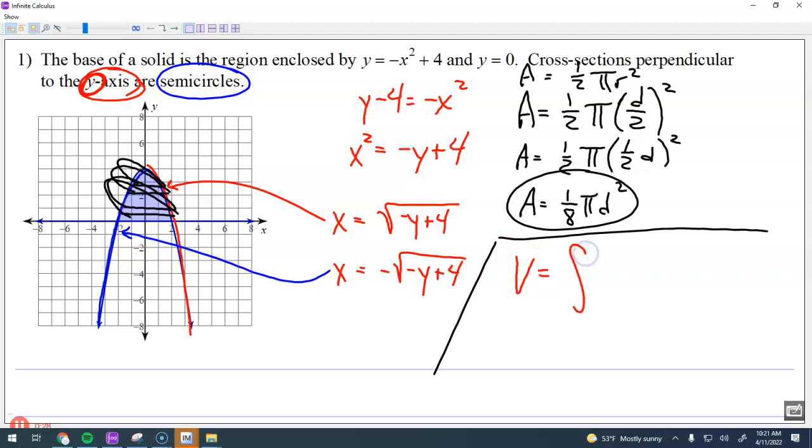So the volume equals the integral of the area, which is 1/8 pi times the diameter squared times dy. And keep in mind, every single thing you put in here has to be a y value. So when I go to do my limits, am I doing -2 to 2 or am I doing 0 to 4? I'm doing 0 to 4 because those are the y values. Everything's got to be a y value.